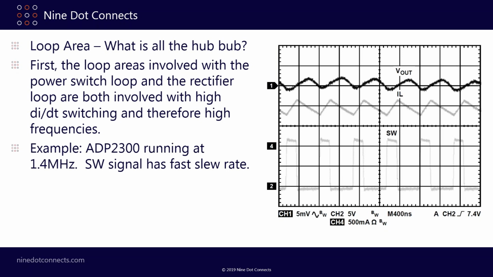In this particular example, we're actually looking at a real circuit, an ADP2300 running at 1.4 megahertz. Notice the switch signal itself has a very fast slew rate. If you notice on our timing diagram, the graticule is 400 nanosecond spacing. So 400 nanoseconds from here to here means that this switch is actually occurring in a whole lot less than 400 nanoseconds.